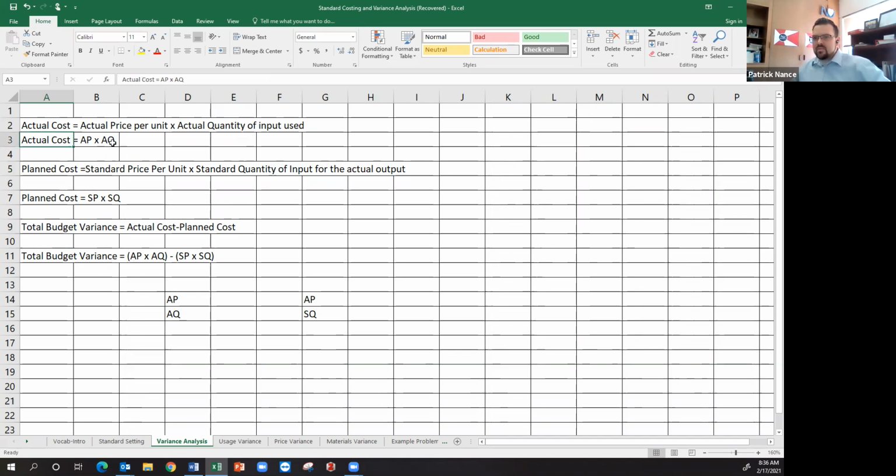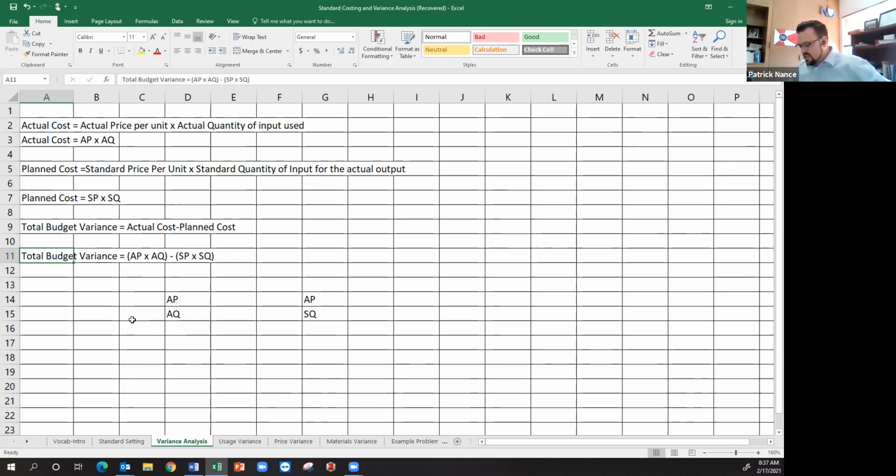So my total budget variance is the difference between the two. Since my actual cost is actual price times actual quantity, and my planned cost is standard price times standard quantity, I could show my total budget variance in a form like this: AP times AQ minus SP times SQ would give me my total variance. So then what I can do after I actually manufacture is find my total budget variance by multiplying these out: actual price times actual quantity minus standard price times standard quantity.